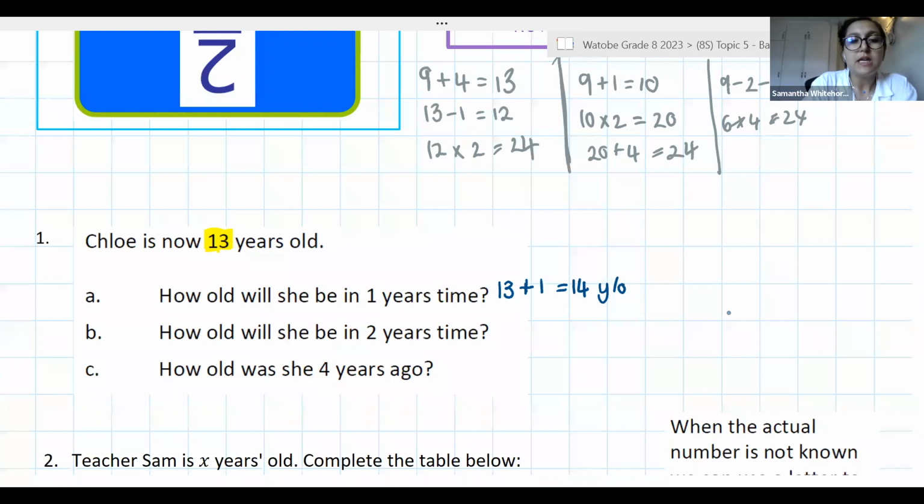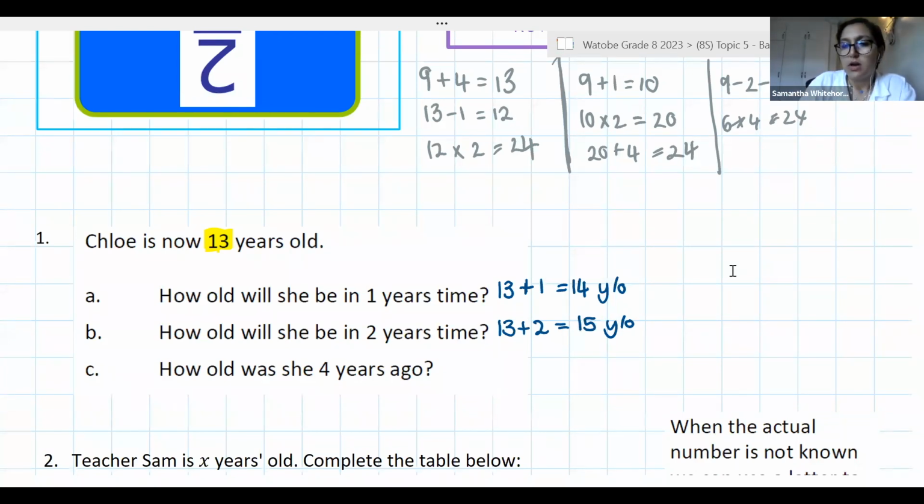Cool. If she's currently 13, how old will she be in 2 years' time? So again, on the chat, tell me how old she's going to be in 2 years if she's currently 13. Nice. She's currently 13. We're going to add 2 years to her age to get 15 years in 2 years' time.